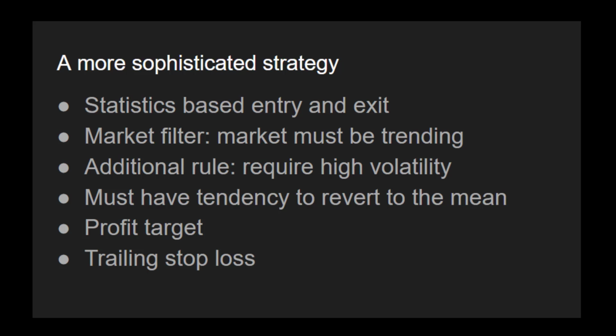I would also like to have a market filter. This is an additional rule that says I'll only go long if the market is trending up. Otherwise, if the market is trending down, maybe I'll go short instead. Another rule I'd like to try is only enabling trading when volatility is high. It's well known that this kind of strategy requires high volatility. So I'd like to put that in there and test it to see if it improves the performance of the strategy.